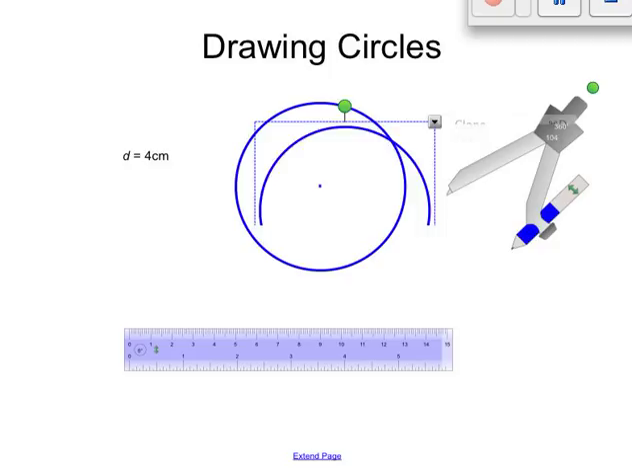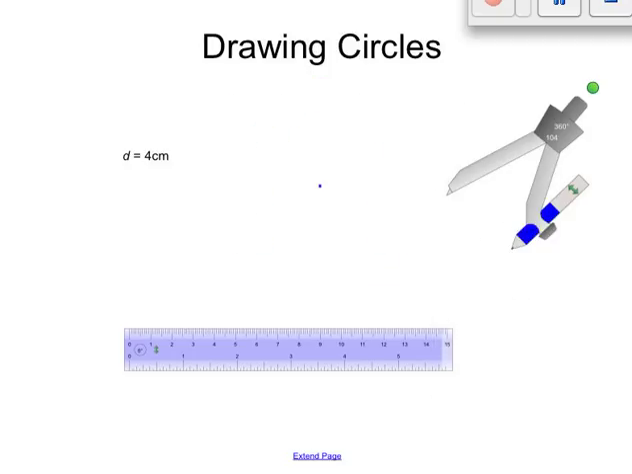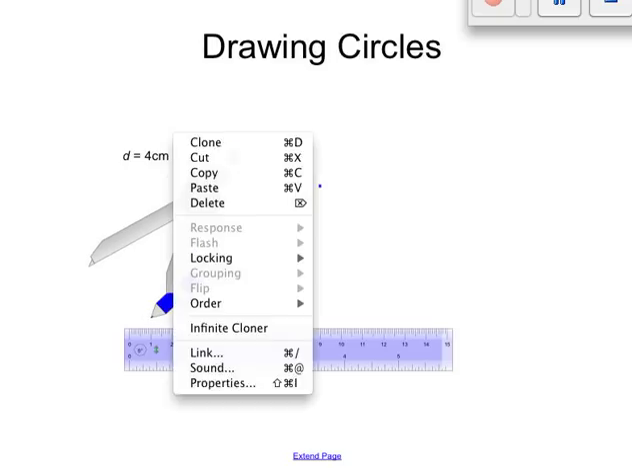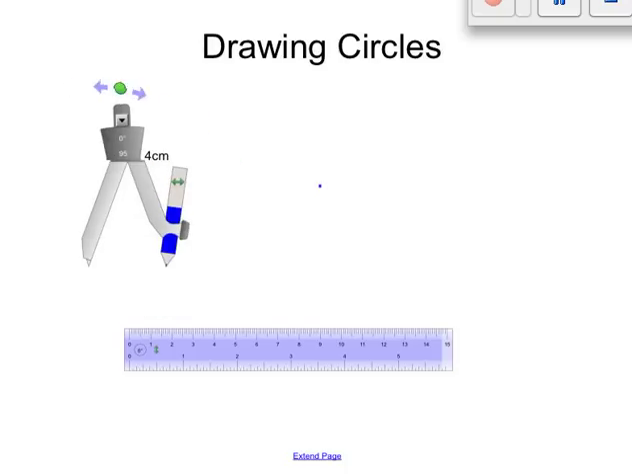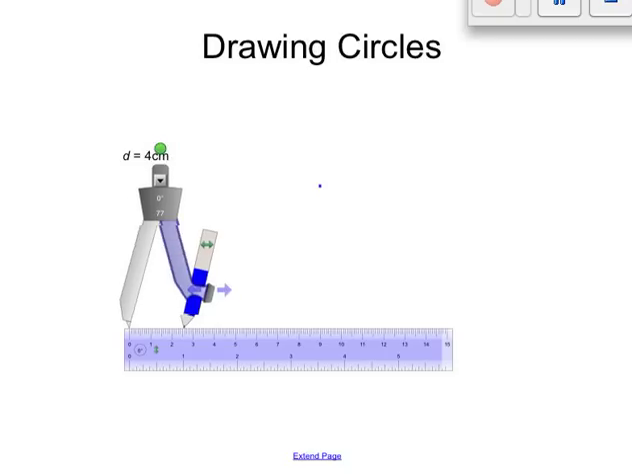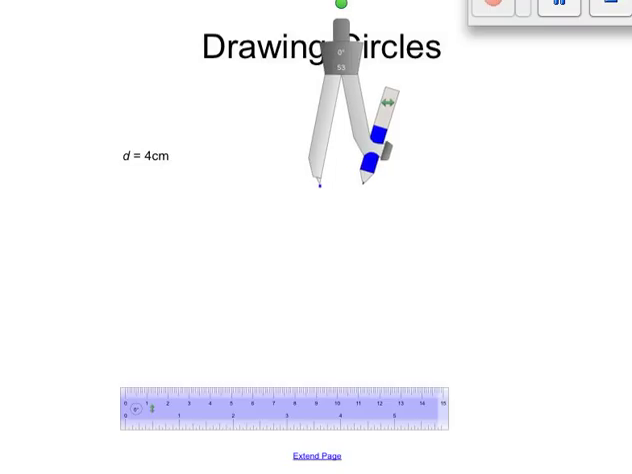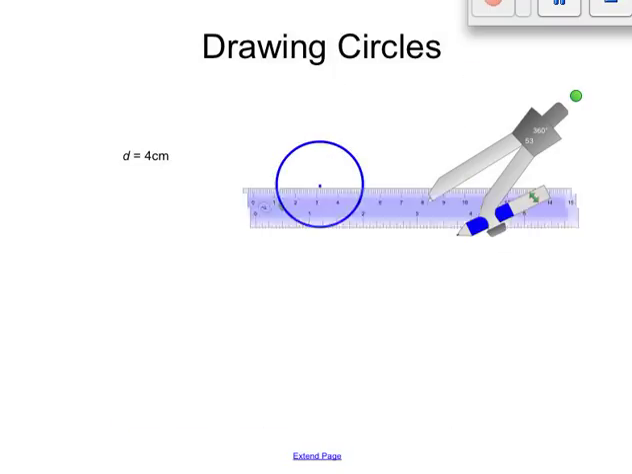So in this case, what we've got to do is we need to cut it in half because we only want the radius. We draw circles based on the radius. So if we want a diameter of 4, we only want a radius of 2. I've set my compass up at 2 centimeters. I spin it. That will give me a radius of 2, but I have a diameter of 4 right across the middle.